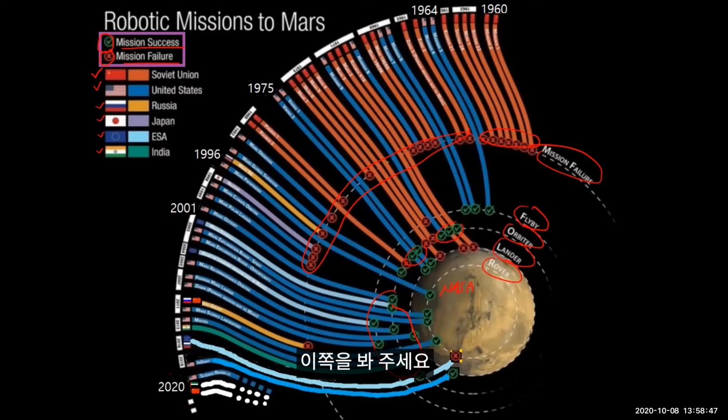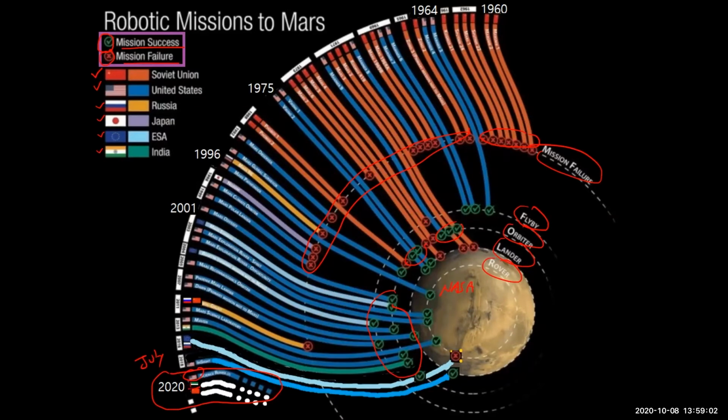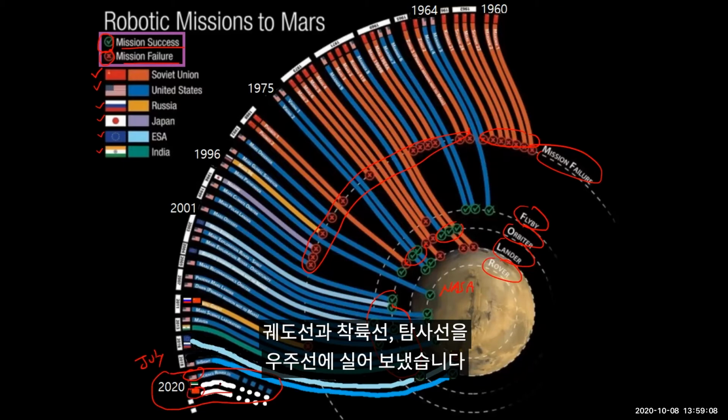Let's focus on this year, July 2020. Currently, NASA's Perseverance, Mars 2020, is heading to Mars. The UAE Space Agency is sending an orbiter, and the Chinese Space Agency is sending a spacecraft containing an orbiter, lander, and rover.